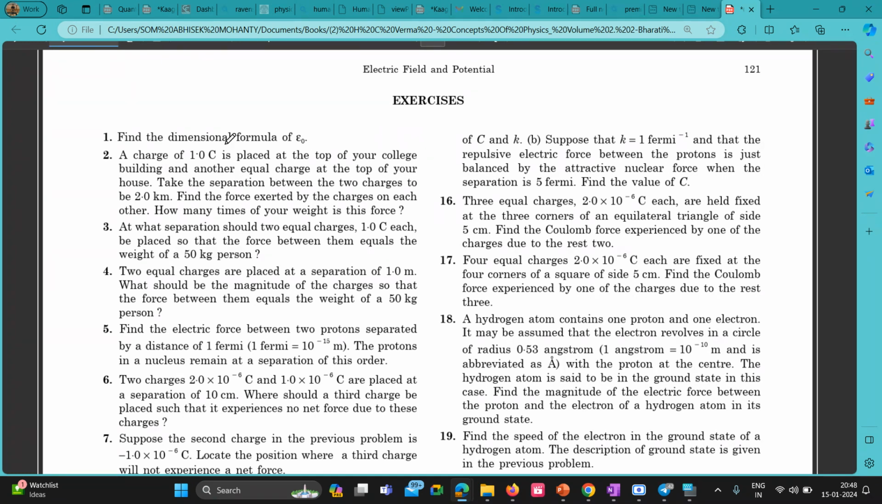The first question is to find the dimensional formula. The thing is, you read the question, take your 2 minutes and first solve it. Otherwise there is no point. So find the dimensional formula of epsilon naught. This is a one mark question. You first try, pause the video, then try, then check the answer with me.